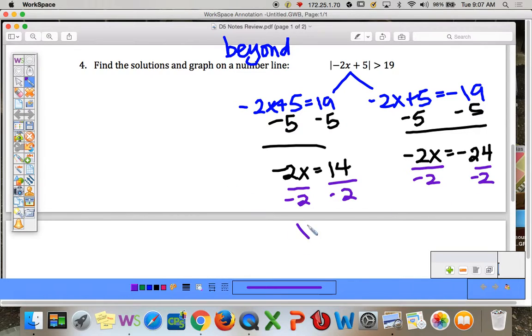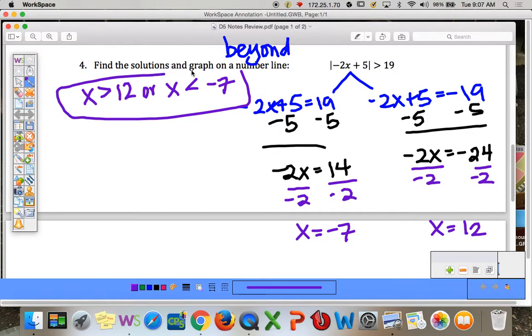And so we get two answers. X is negative 7, and x is 14. Okay, so this is beyond, so it's going to be bigger than our biggest number. So to write bigger than our biggest number, x is greater than 14, or x is smaller than our smallest number, so less than negative 7.